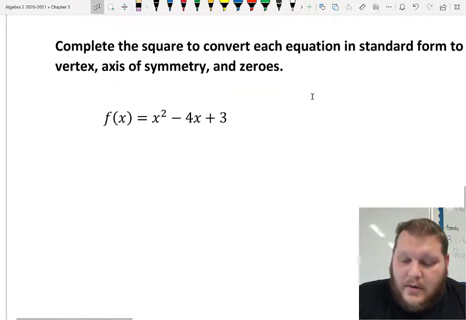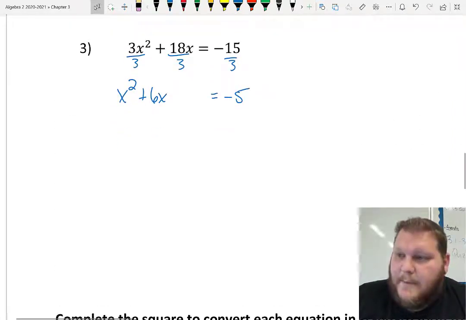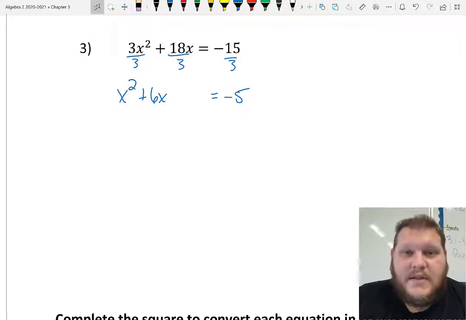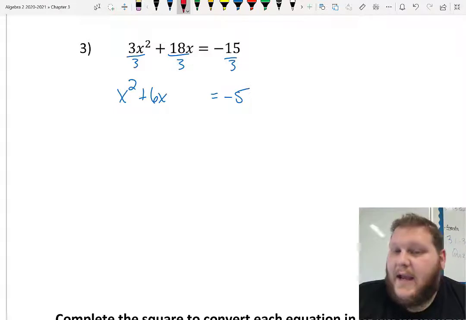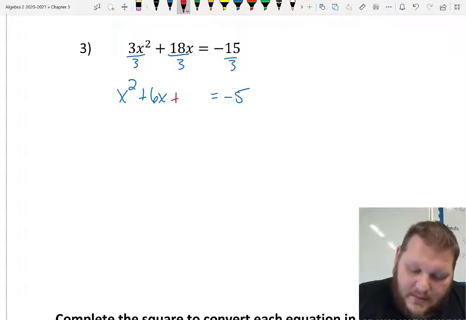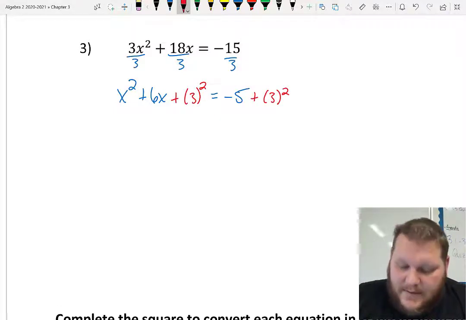I've already got my variable terms on the left side, so step 2 is now done as well. So from here, I'm going to go ahead and just add half of b squared on both sides. So half of b is 3. So if I add 3 squared on both sides, that's what it's going to give me here.